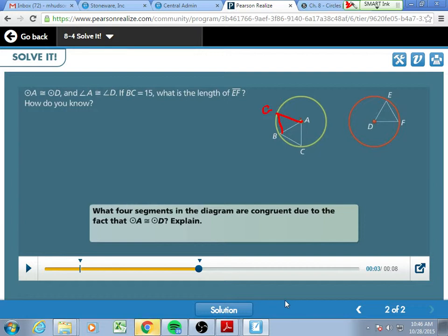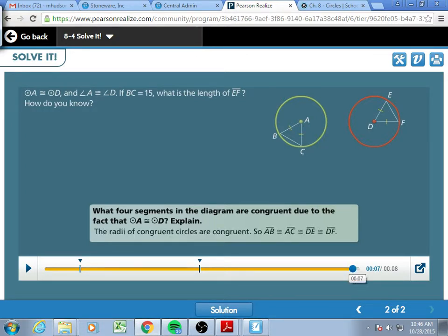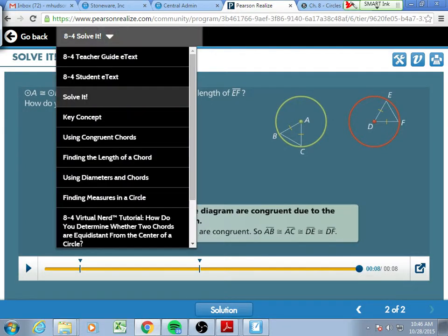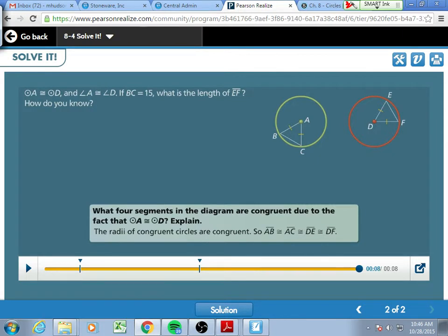Parallelogram, right? So kind of just keep that idea in your head of when we add things to our circles, we can make other shapes happen. So we do know that due to the radii being congruent, due to everything being congruent, that EF and BC would be congruent. So yeah, it'd be 15.